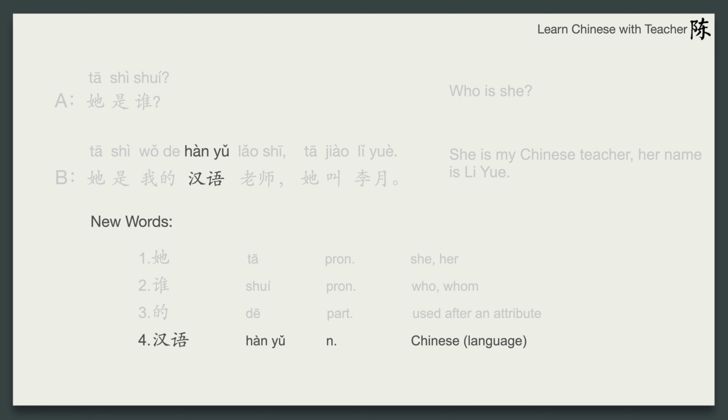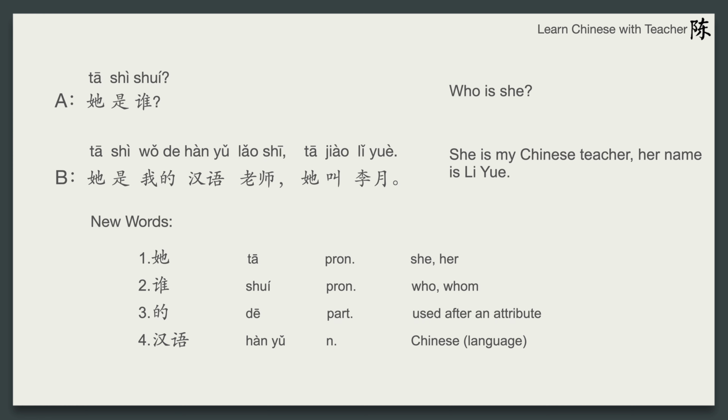汉语 is a noun, means Chinese language. Han means Han ethnic group in China. Yu means language. Together, Han language, so Chinese language. This conversation is about asking a question with who. I'll explain it in detail later in this lesson.